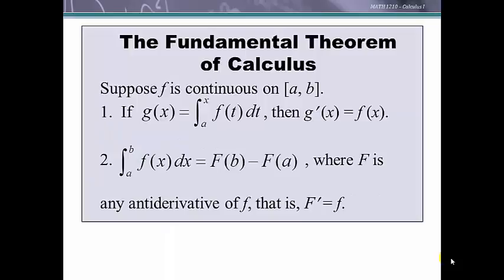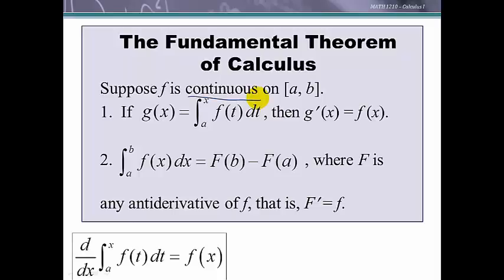Let's just summarize then the fundamental theorem of calculus, putting the two parts together. Suppose f is continuous on the closed interval from a to b. Part 1, if g of x equals the integral from a to x of f of t dt, then the derivative of g of x equals f of x. And part 2, if we have the integral from a to b of f of x dx, then that equals capital F of b minus capital F of a, where capital F is any antiderivative of the function. So anything where the derivative of capital F equals f.